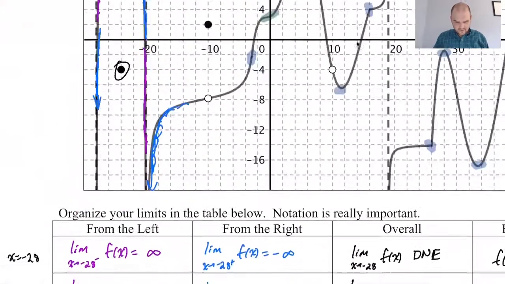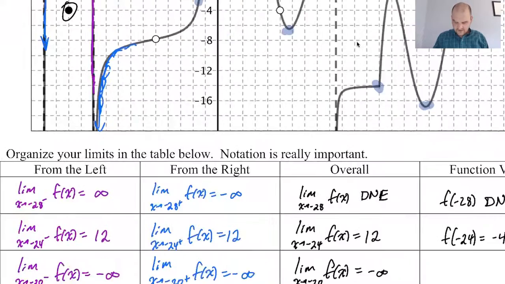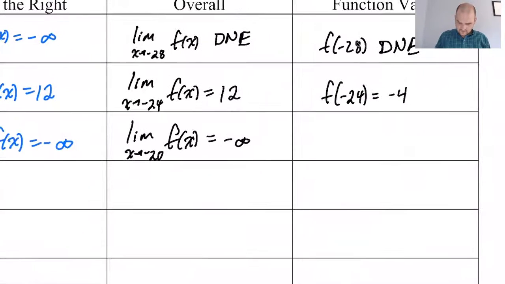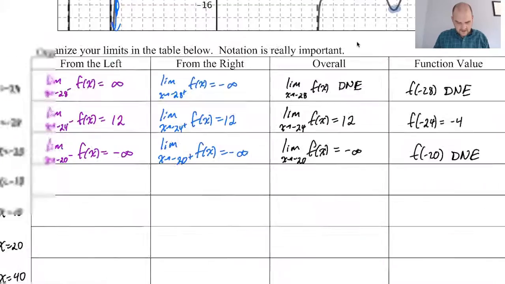Is there a random point? There is no random point, so f of negative 20 does not exist. If there had been a solid dot somewhere on there, we would have just said f of negative 20 equals wherever that dot was. Didn't happen.